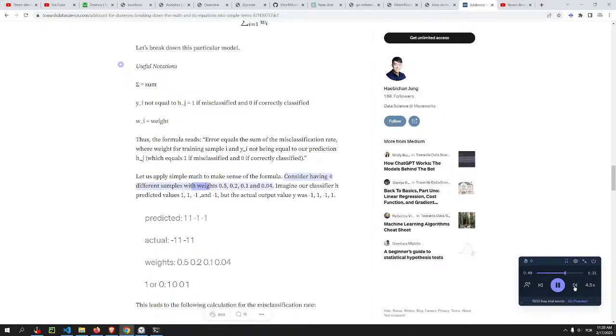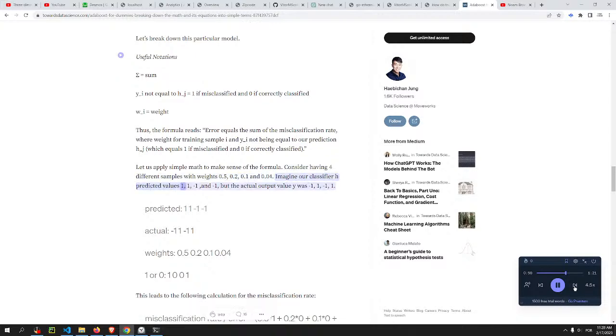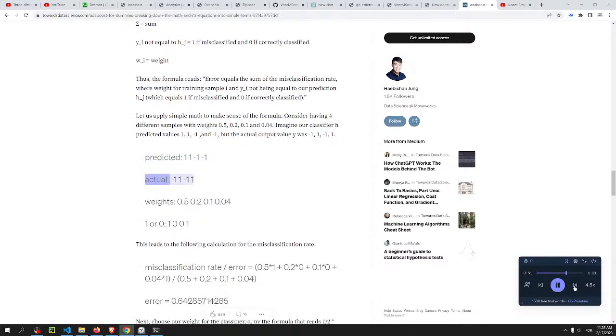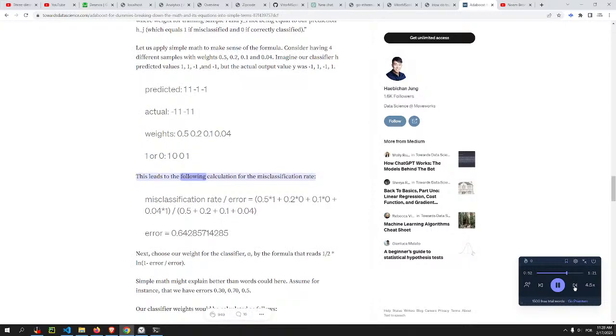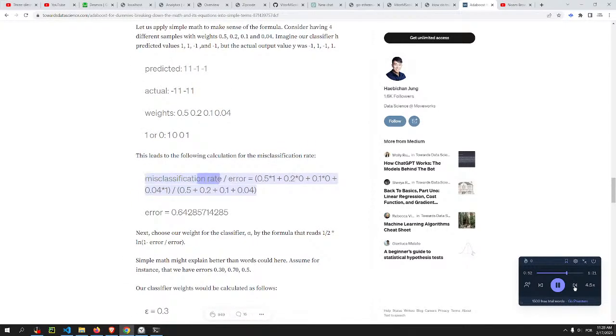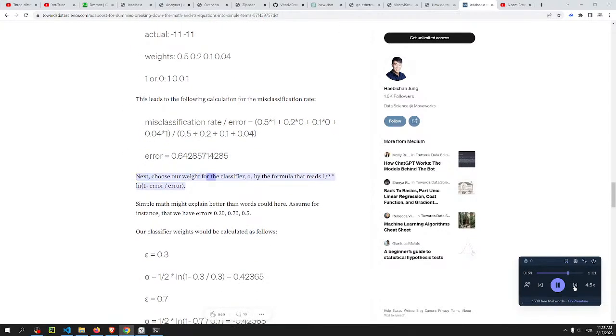Consider having 4 different samples with weights 0.5, 0.2, 0.1, and 0.04. Imagine our classifier H predicted values 1, 1, minus 1, and minus 1, with predicted, actual, weights, and 1 or 0. This leads to the following calculation for the misclassification rate. Misclassification rate, or error, equals 0.5 plus 0.2 plus 0.1. Next, choose our weight for the classifier, alpha, by the formula 1/2 times ln of (1 minus error) over error.